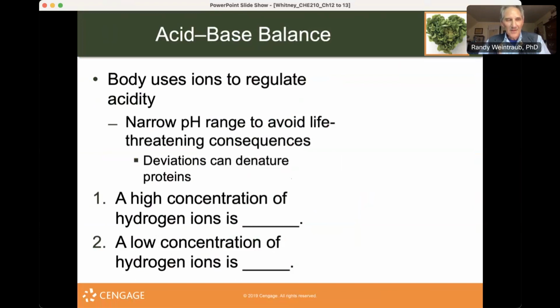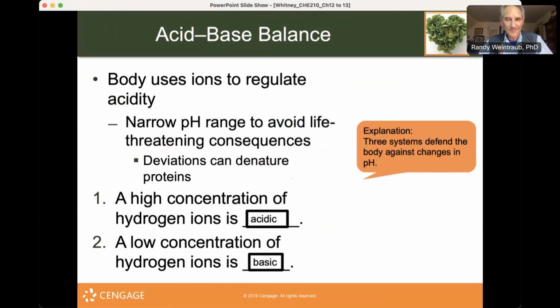The deviations can, at least initially, start to denature proteins. And when proteins get denatured, we start to lose the mechanisms that keep our body in check. For instance, enzymes and hormones and membranes and other various things. High concentration of hydrogen ions is acidic, and a low concentration of these ions is basic. Basic above pH 7, acidic below pH 7, 7 being neutral.